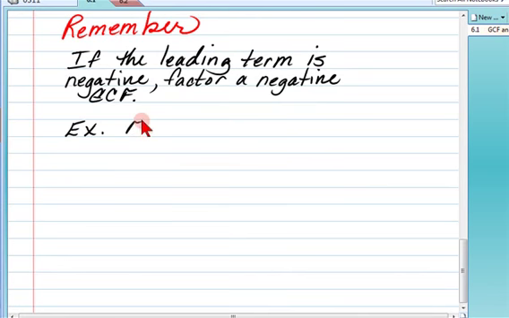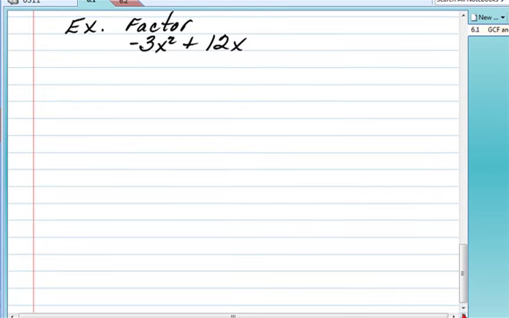So if I ask you to factor negative 3x squared plus 12x. First of all, look at it and just tell me what is the common number to both of these terms? A 3. And is there a common variable? X. Okay, so 3x. But because that is a negative sign right there, I'm going to factor out a negative 3x. And that is simply a rule.